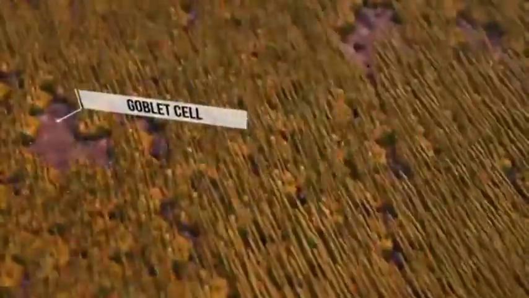Ciliated cells are located on the nasal mucosa. These cilia move in a wave-like manner. This allows the cilia to push the nasal mucus produced by the goblet cells towards the pharynx. Consequently, small particles that have been caught by the nasal mucus are swallowed. This process is called mucociliary clearance.